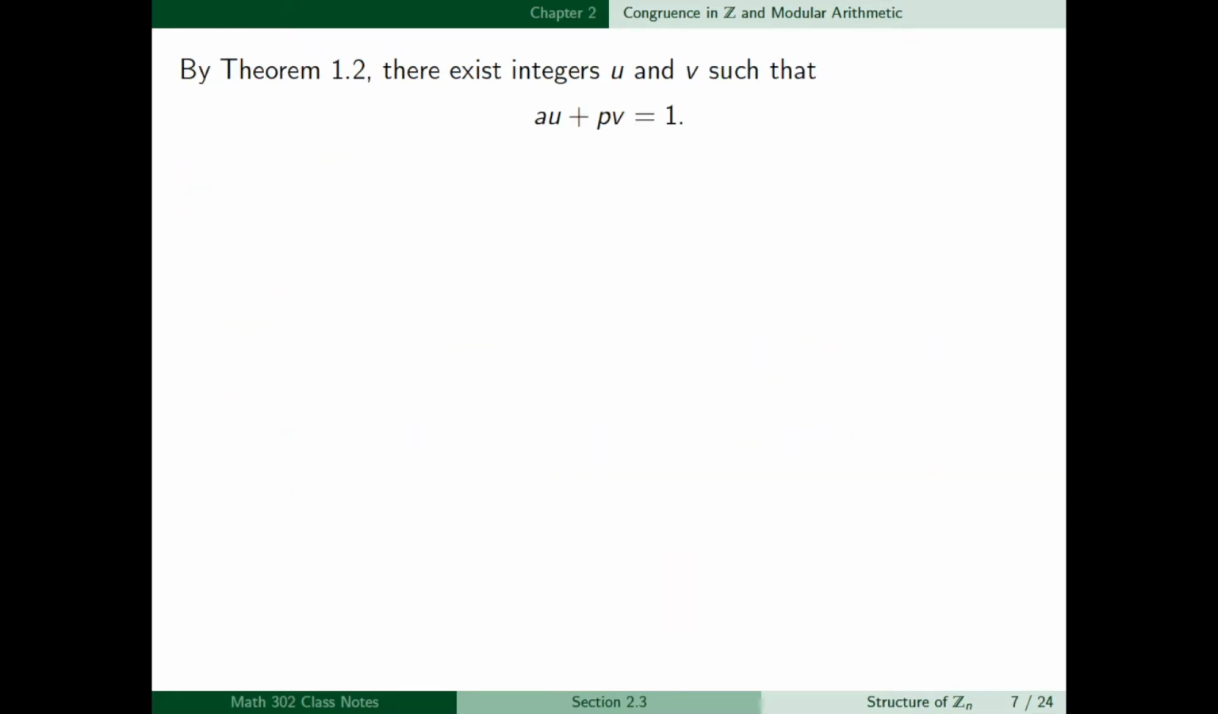Now, by theorem 1.2, since the GCD is 1, there exist integers u and v such that au + pv is equal to 1. So we can write the GCD, which is equal to 1, as a linear combination of a and p. Then au - 1 will be equal to p times -v, which implies that p divides au - 1, so that au is congruent to 1 mod p.